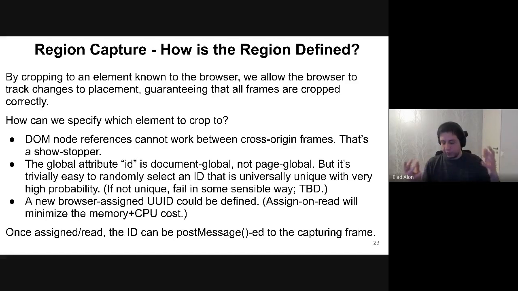And of course, all of this assumes that you've got collaborating frames because they're on the same application and they just post message the ID from one to another. So maybe the one that has the presentation says to the VC one, by the way, if you ever want to capture a part of me, you probably want this part, here's the ID. And you just post message that across. Next slide, please.